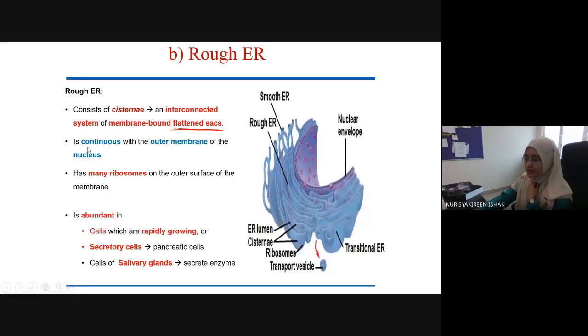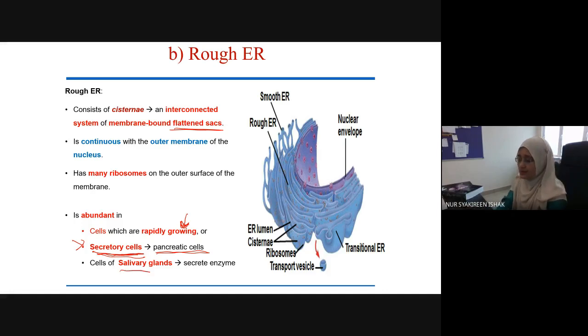Membrane-bound flattened sacs. It is continuous with the outer membrane of the nucleus. They have many ribosomes attached to the outer surface of the membrane. So it is abundant in cells which are rapidly growing, or in secretory cells. Example of secretory cells is pancreatic cells. Secretory cells are cells that produce protein to be secreted out of the cell. Pancreas produces enzymes and secretes the enzymes out of the cell. Pancreas produces hormones that are secreted out of the cell. So that's why we call it a secretory cell.